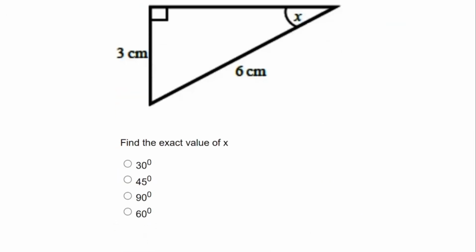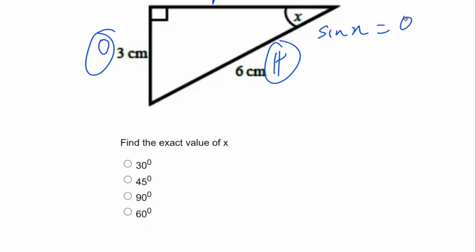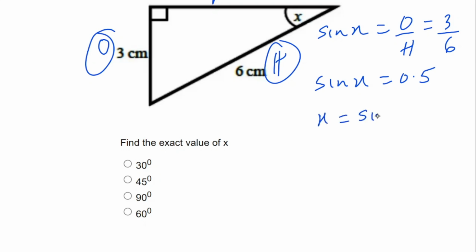Question 5, the same thing. This is the opposite, this is the hypotenuse, and this is the adjacent. This is also sine, so it is O and H. So sine x equals O over H, and the O is 3 over 6. That means sine x equals 0.5. Therefore x equals arcsine 0.5, and that is 30 degrees, which is this here.